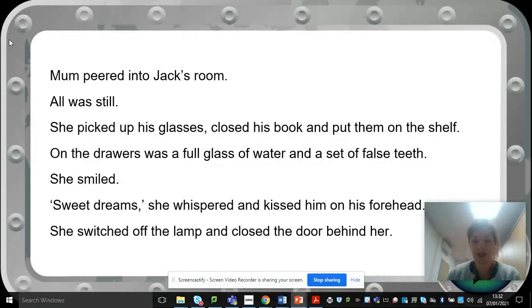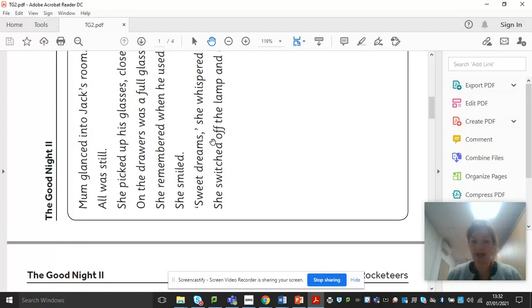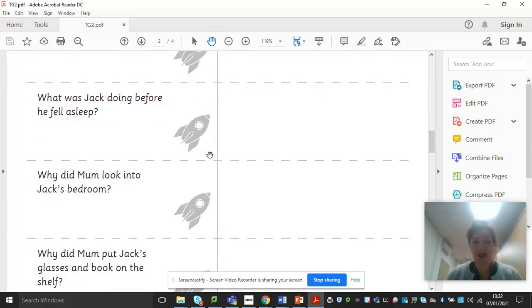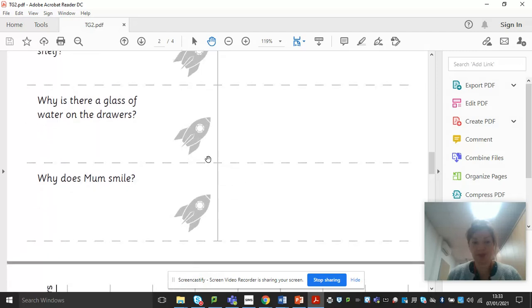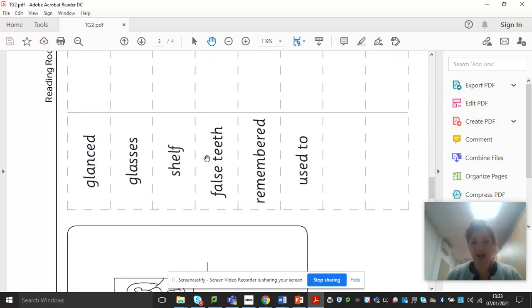Okay, so I want you to have a think now about what's happening in that text, what the differences are. And just like the previous one, you've got the text there where you can highlight any vocabulary. You've got some questions about the story. And then you've got your vocabulary there to have a little look at. There's some really interesting words in that text, so it would be worth having a look at the meaning of those words as well, just to see what they all mean.